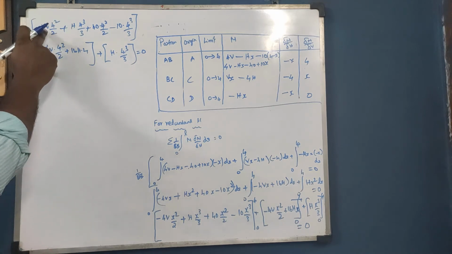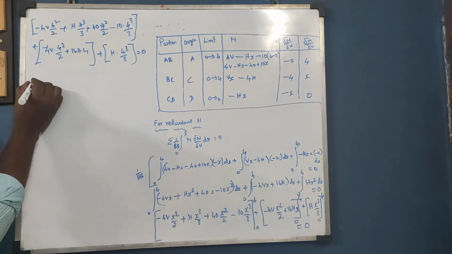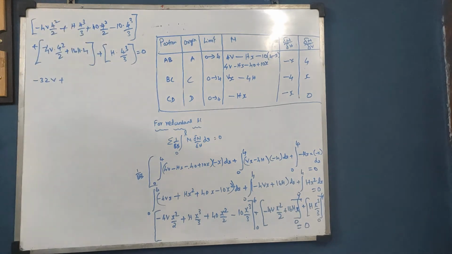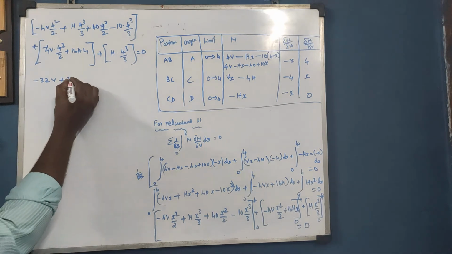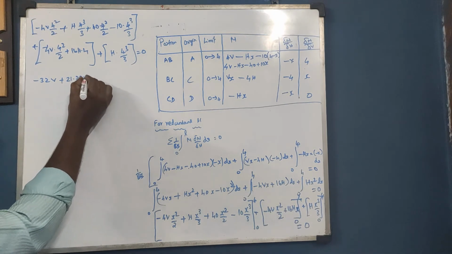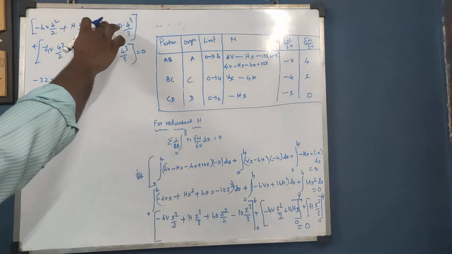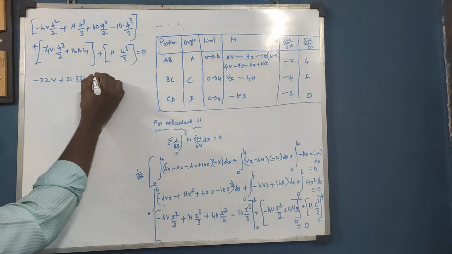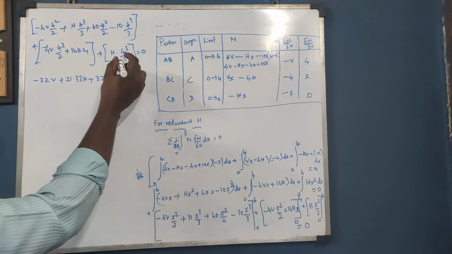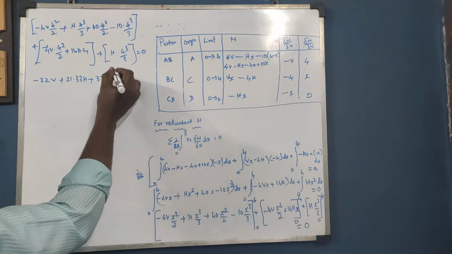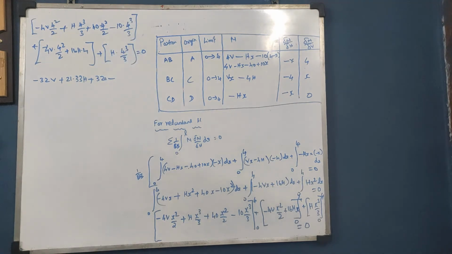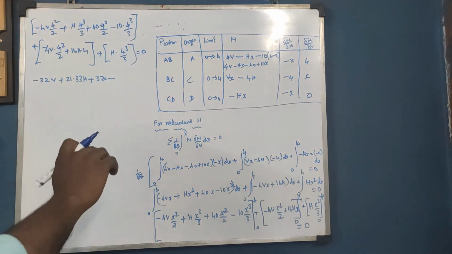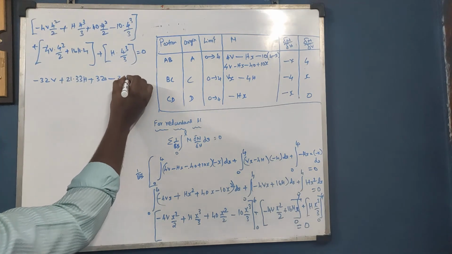Now, 4 square by 2, it is 8. 8 into 4, it is minus 32b. Minus 32b plus 4 cube by 3, it is 21.33 h. Hence plus, it is 4 square by 2, it is 8. 8 into 40, it is 320, minus 320 minus 4 cube by 3, it is 21.3 into 10, it is 213.